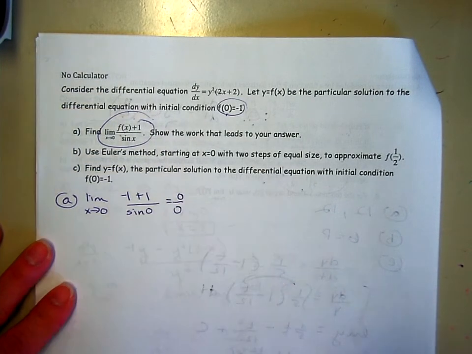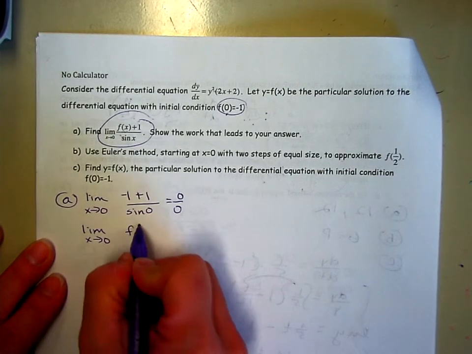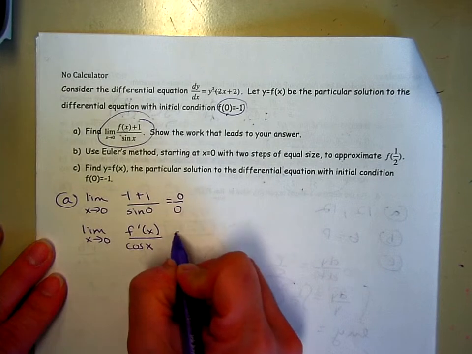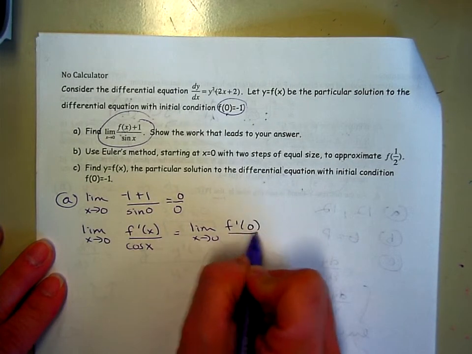So now I need to use L'Hopital's rule. So let's redo it using L'Hopital's. Derivative at the top is just f prime. Derivative at the bottom is cosine. And if I plug in 0, I get f prime of 0 over cosine of 0.